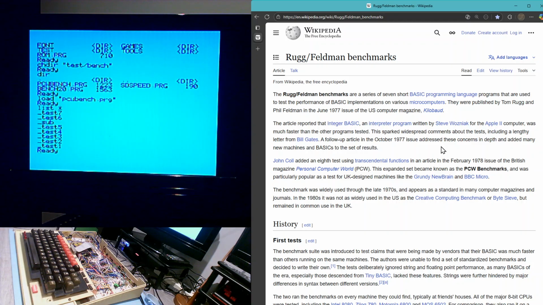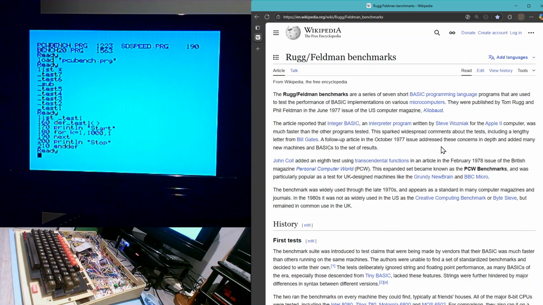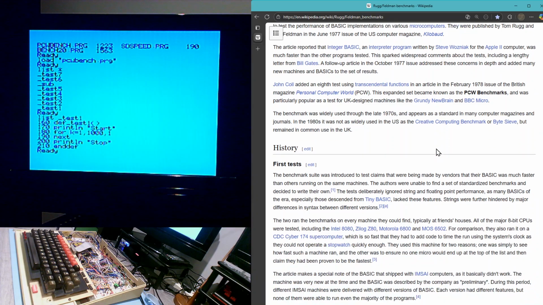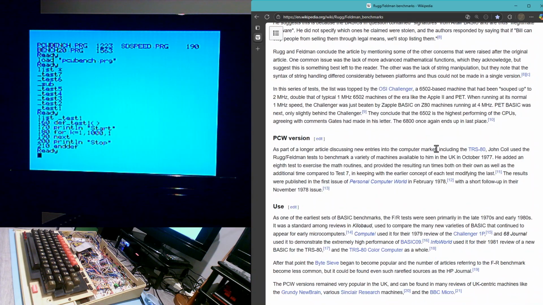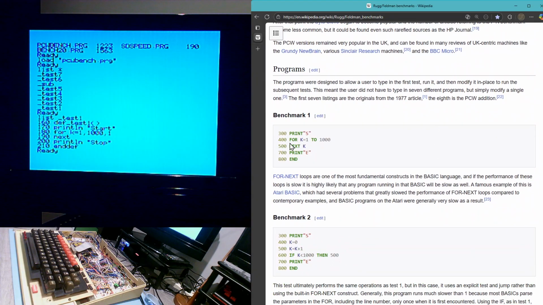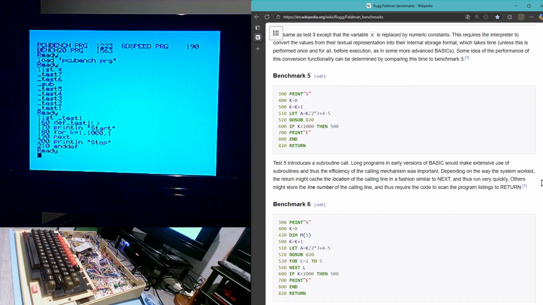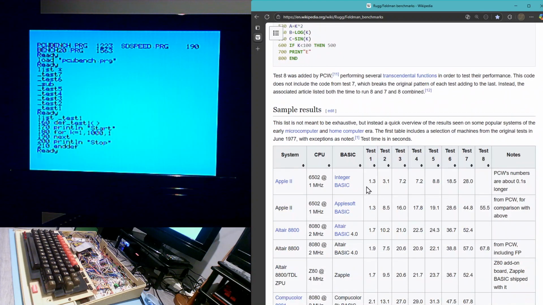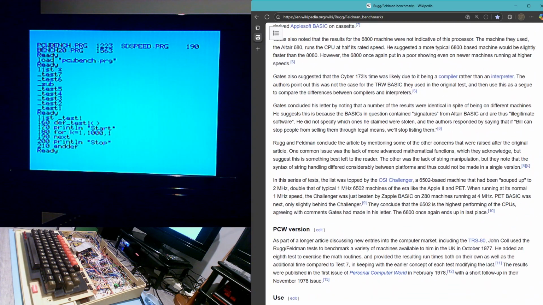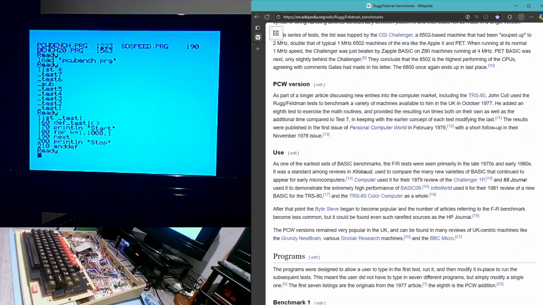But one of the challenges I have with this, if I list test one, and then we'll go and look at what that looks like on Rugg-Feldman tests. So test one is simply a for next loop from 1 to 1000. And let's just quickly look at one of the benchmarks as a preview. On the Apple II with integer BASIC, it takes 1.3 seconds. Now, that is quite quick, but let me show you how that looks using my BASIC.